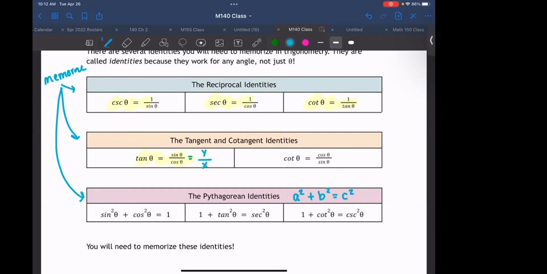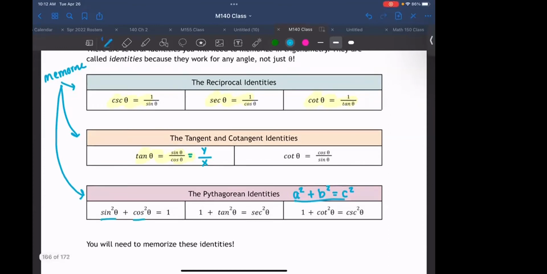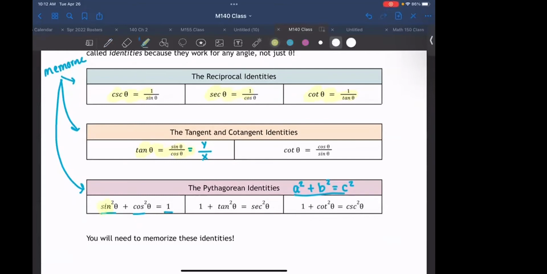If that doesn't ring a bell, just remember it looks like the Pythagorean theorem, and we have sine squared plus cosine squared equals 1. I think this one is the easiest one to memorize, so make sure you know this one. The other two you also have to memorize, but let me give you a hint on how to get to these from the first one.